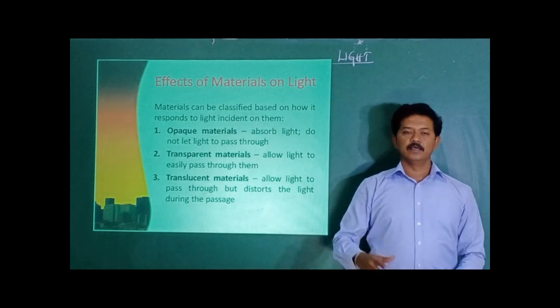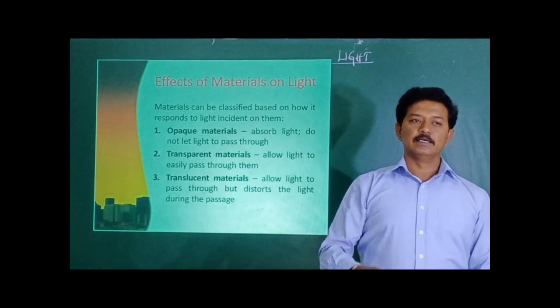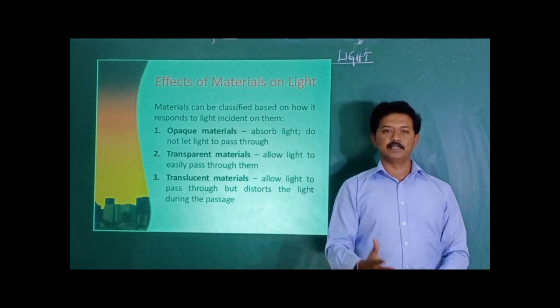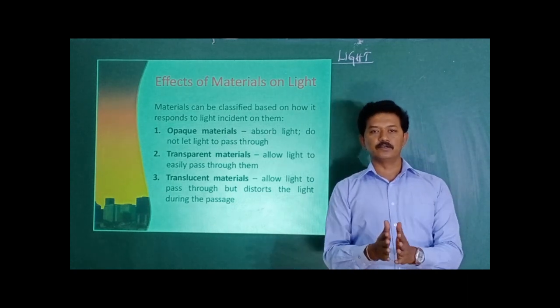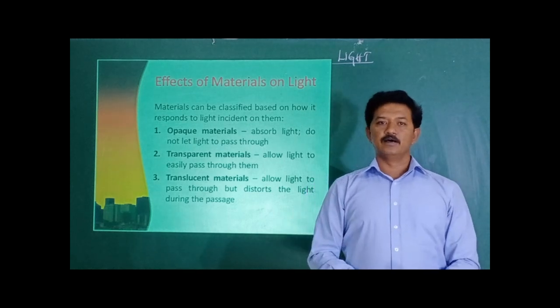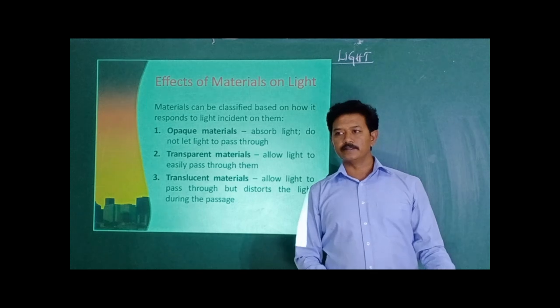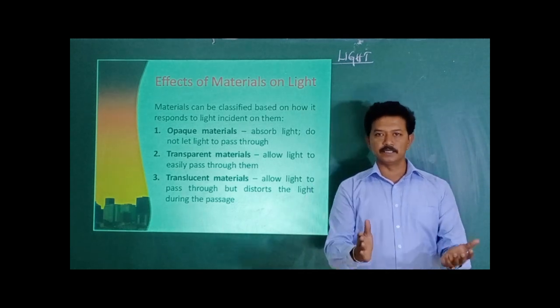Translucent materials. So here, whenever light is made to pass through or fall on these materials, the light rays pass through it, but a maximum percentage of light rays are going to get distorted, in the sense that they are going to change their directions, or the light rays are going to get disturbed. So here, translucent is a little bit different from transparent materials.